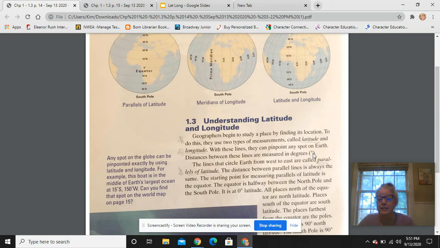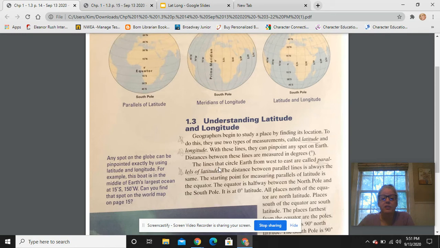And this little tiny symbol, it's a little circle, that means degrees. Now, this is not the degrees like you bake a cake at 350 degrees. This is degrees like distance, okay? So if you see this symbol, it means degrees of distance.